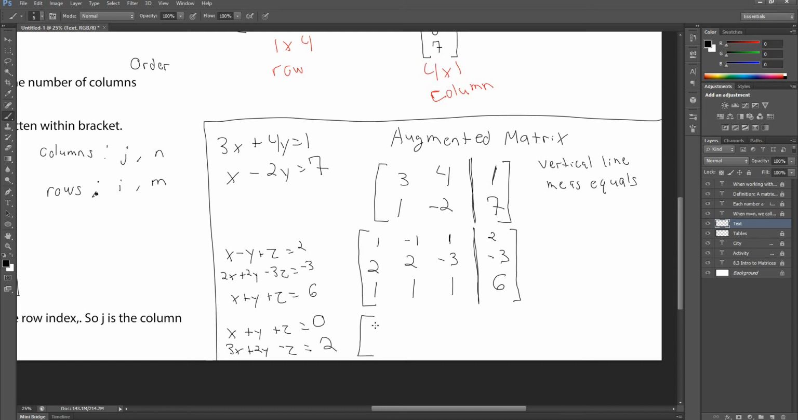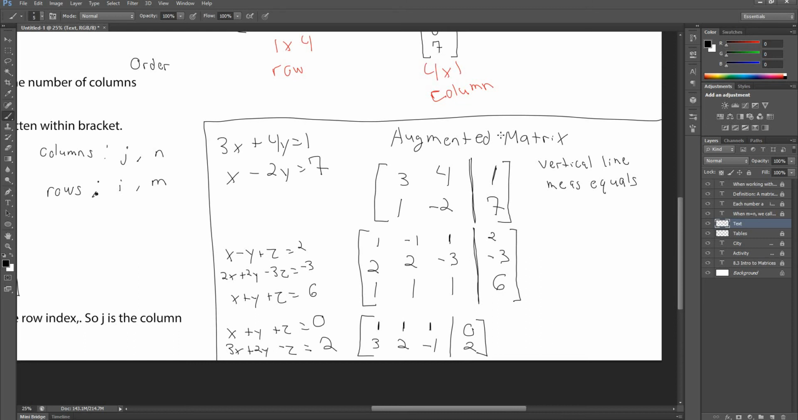So here, my equation 1, x has a coefficient of 1, y has a coefficient of 1, z has a coefficient of 1, and it equals 0. For equation 2, x has a coefficient of 3, y has a coefficient of 2, z has a coefficient of -1, and it equals 2. So I've now turned systems of equations into augmented matrices.